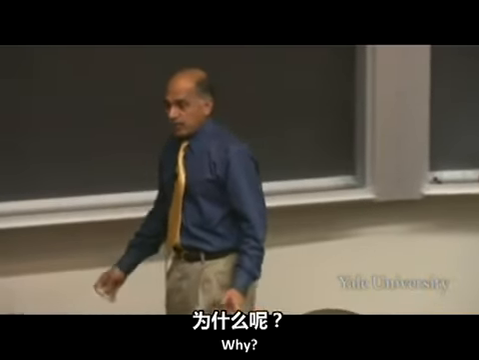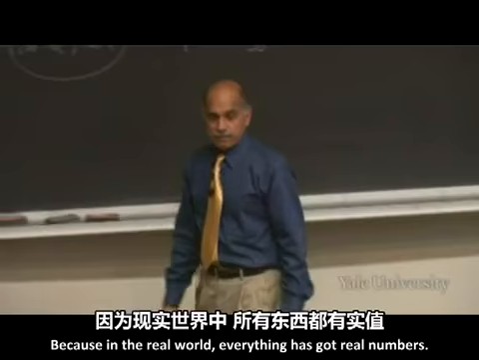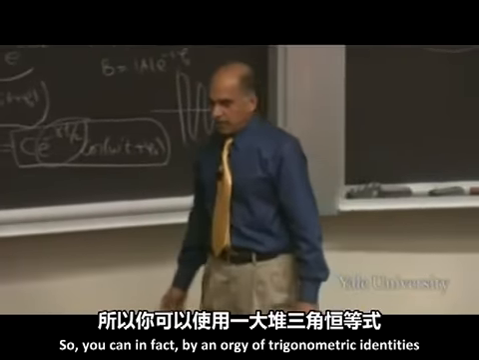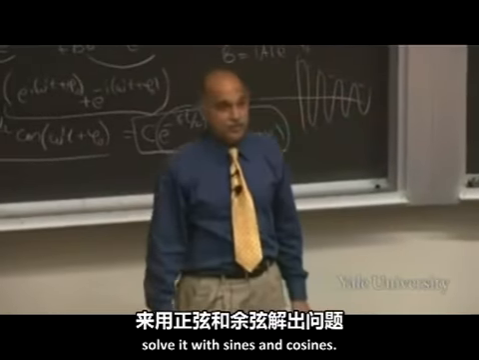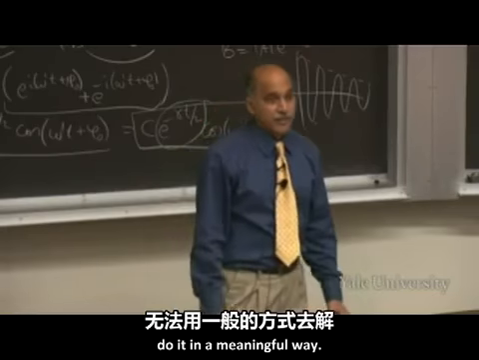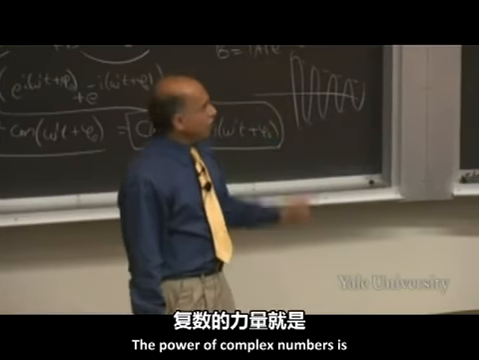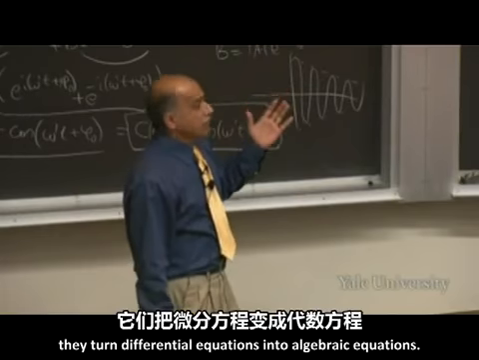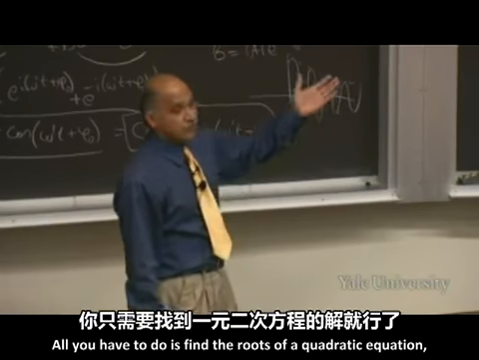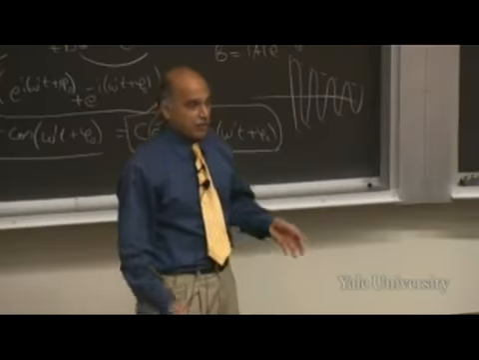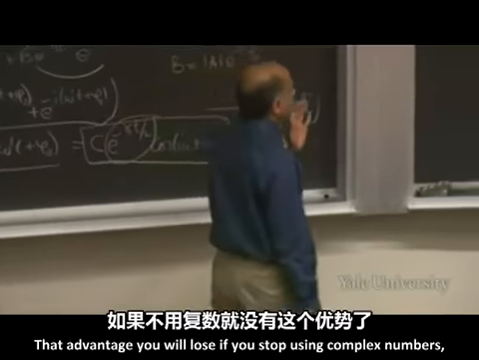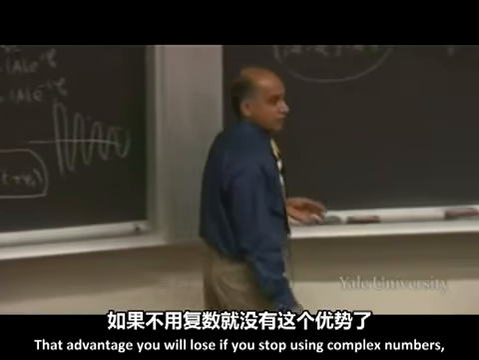Why? Because in the real world, everything has got real numbers. So you can, in fact, by an orgy of trigonometric identities, solve it with sines and cosines. But eventually, I'll give you a problem where you just cannot do it in a meaningful way. The power of complex numbers is they turn differential equations into algebraic equations. All you have to do is find the roots of a quadratic equation, whereas what you started out was to find the solution of a differential equation. That advantage you will lose if you stop using complex numbers.